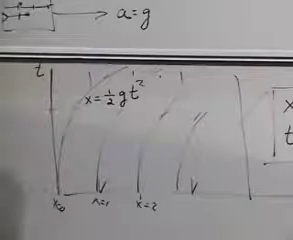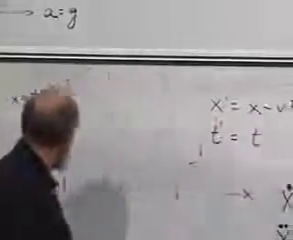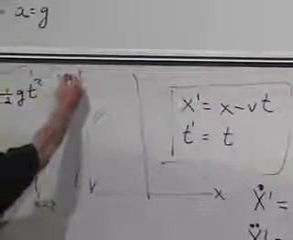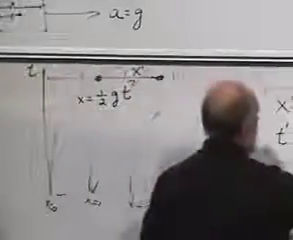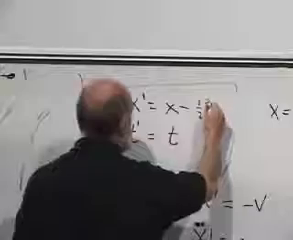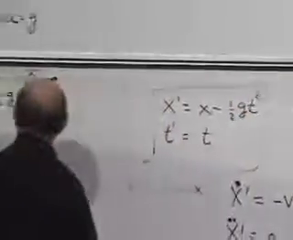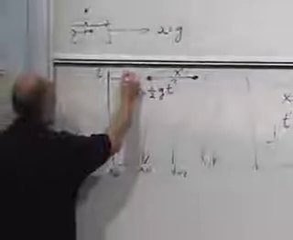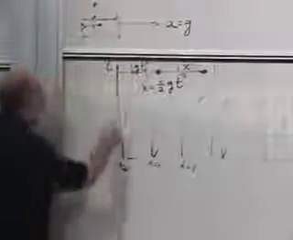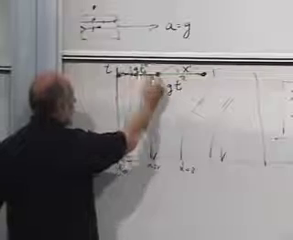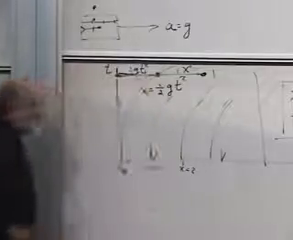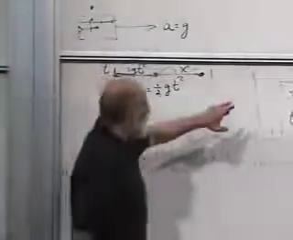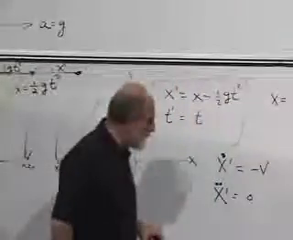So let's see what the relation between x prime and x is. Again, same thing. Here's x prime. Here's x. What's the difference between them? The difference between them is x minus 1/2 gt squared. This distance is 1/2 gt squared. The distance from here to here. x prime is x minus 1/2 gt squared. This is the new transformation for transforming to an accelerated frame of reference.